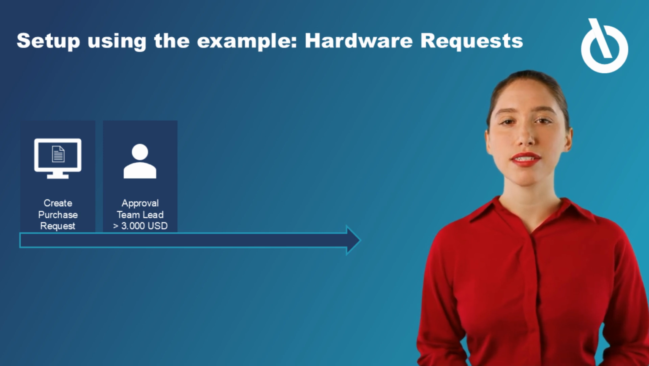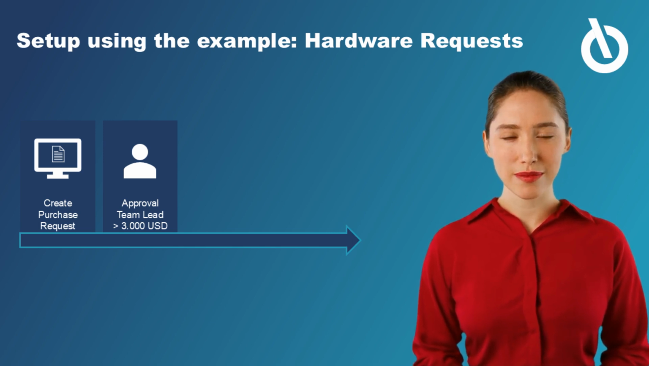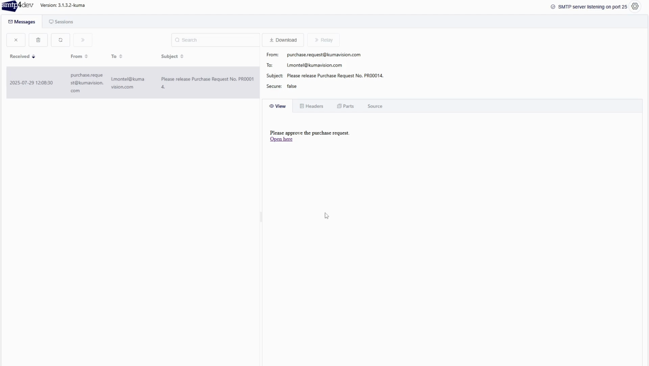Since the purchase request exceeds $3,000, the team leader is now notified by email. We will now take the team leader's perspective and begin reviewing the purchase request. An automatic notification regarding a purchase request to be reviewed has arrived in the team lead's email inbox. The purchase request can be viewed via the provided hyperlink.